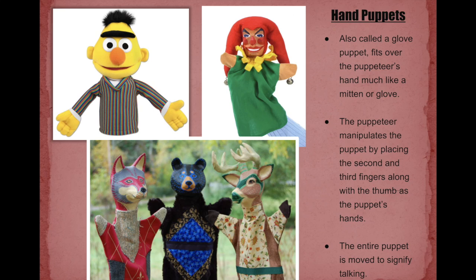And next up are hand puppets. They are also called glove puppets. They fit over the puppeteer's hand, much like a mitten or a glove. The puppeteer manipulates the puppet by placing the second and third fingers along with the thumb as the puppet's hands, and the entire puppet is moved to signify talking, right? So these ones don't have a hinged mouth. I think Bert does in this picture, but the other ones don't have a hinged mouth, but you can still simulate talking by just moving the whole body.